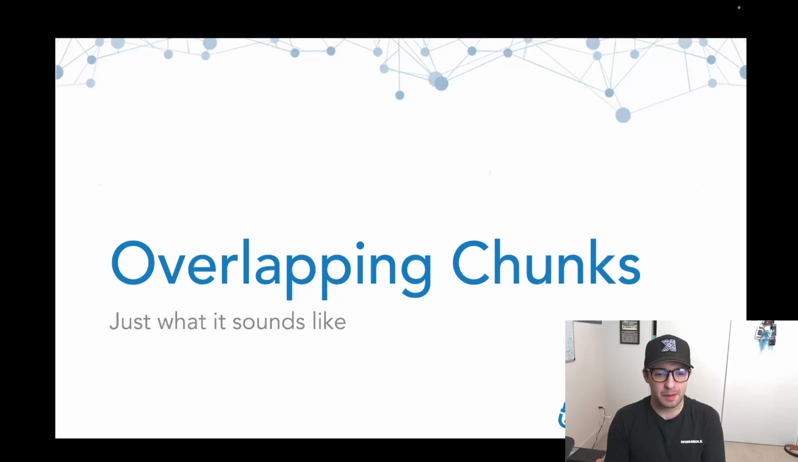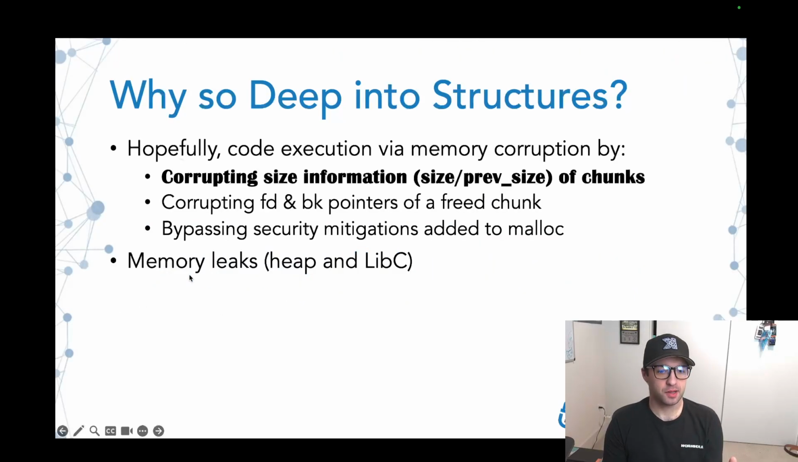And luckily enough, it's exactly what it sounds like. We're going to overlap chunks by corrupting the size of it. Now, if you remember this slide from Module 1, this is exactly what I was thinking about when we were talking about why we were going so deep into data structures. For this, we're going to corrupt the size information of a chunk in order to overlap them with other chunks.